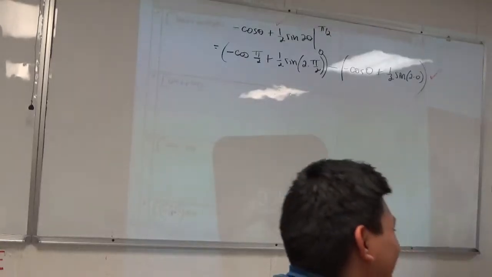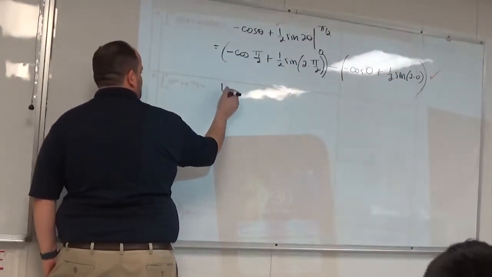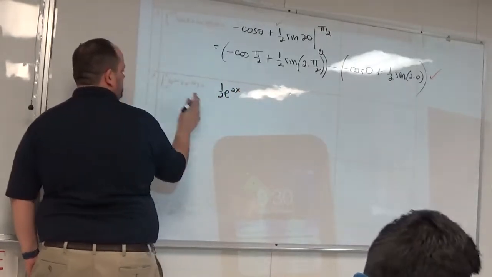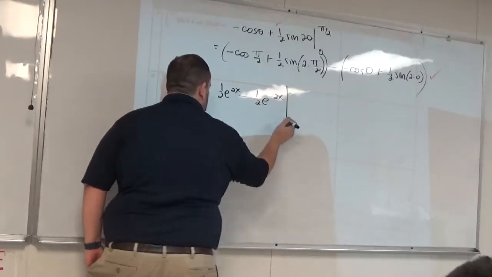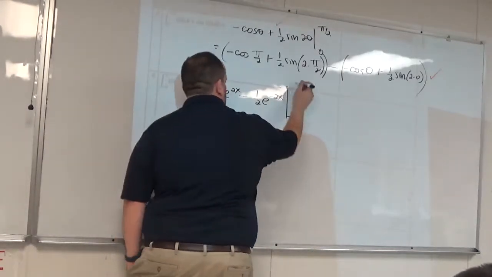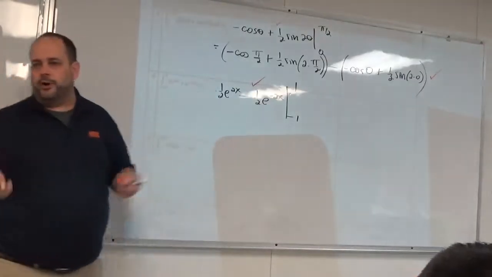Alrighty, Rudy. Okay, next one. Integral of e to the 2x is 1/2 e to the 2x. Integral of e to the negative 2x is negative a half e to the negative 2x. I'm going to evaluate from negative 1 to 1. Saw this on a whole lot of papers. First point earned.